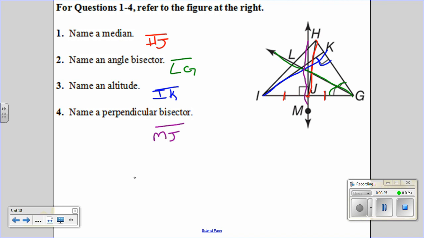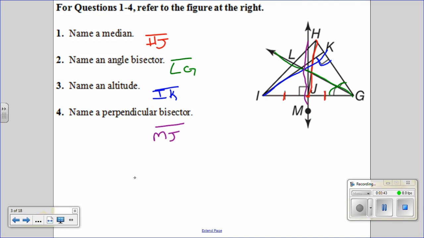You're going to have a picture very similar to this one on your test and be asked the same types of questions. So you have to be able to remember the meanings of each one of these 4 words, as well as what to look for when you see them on a picture.